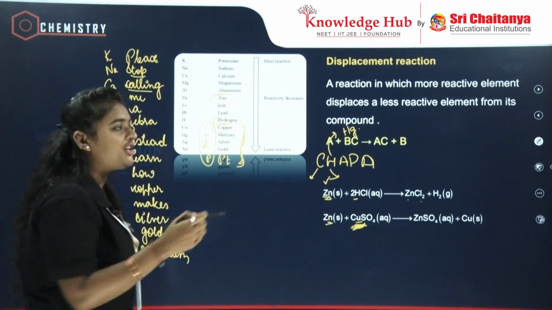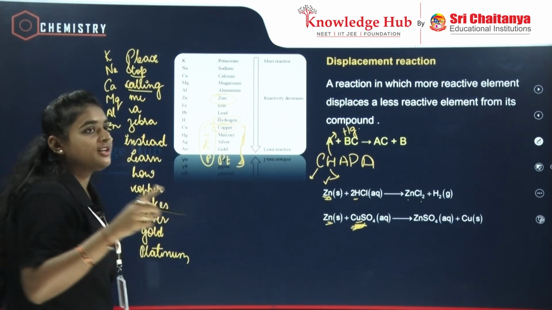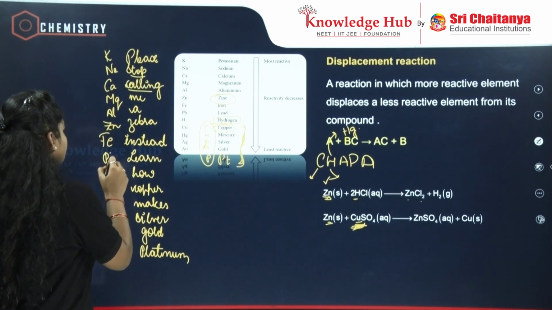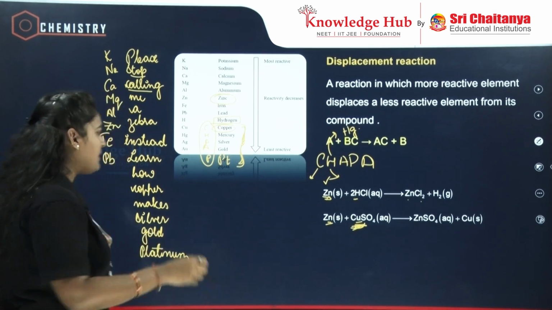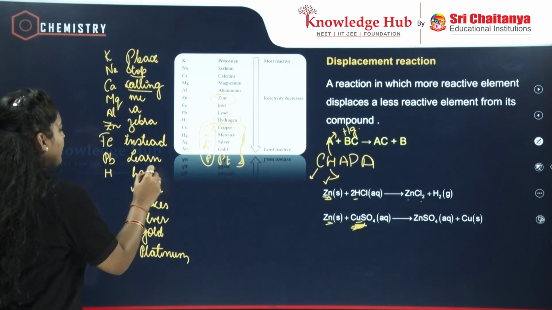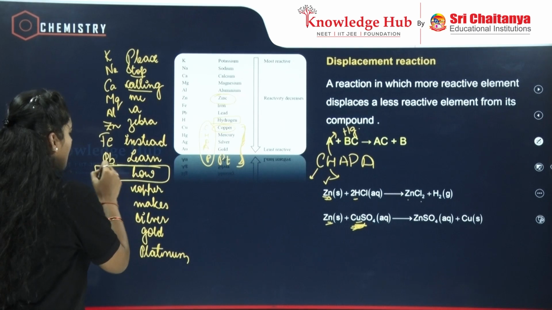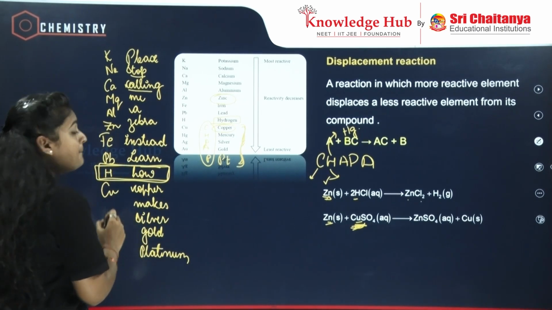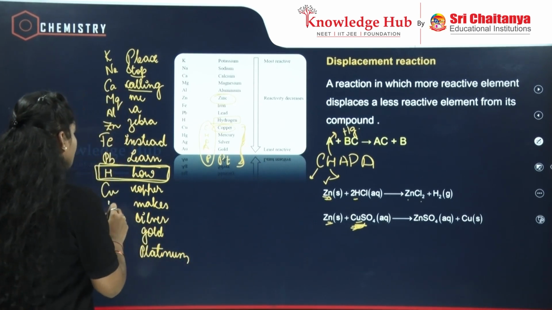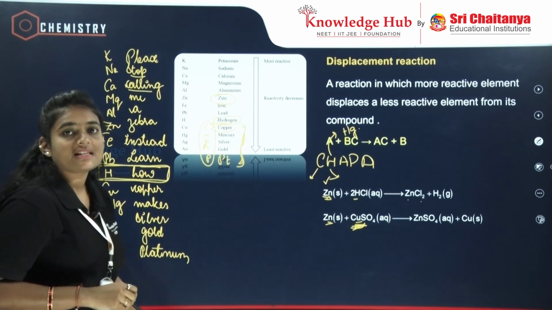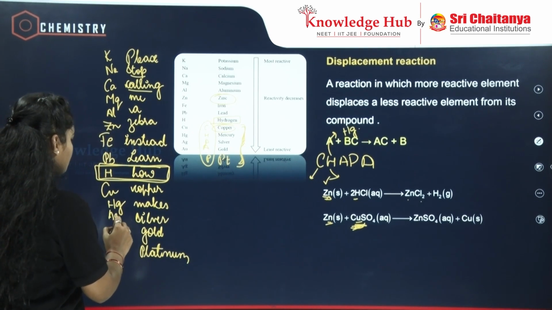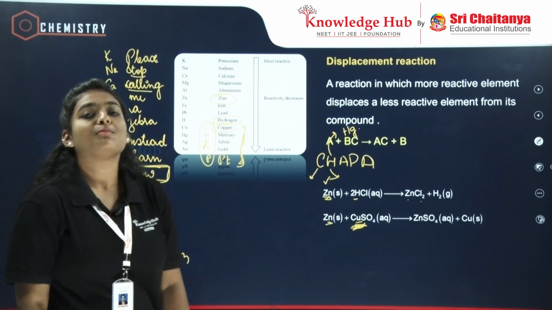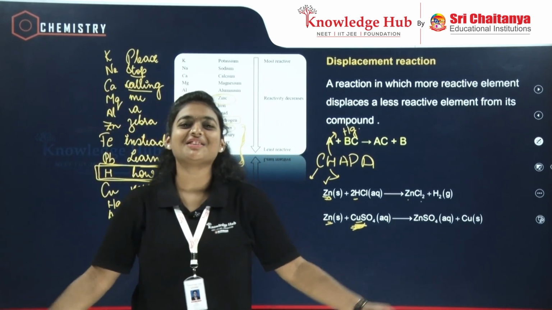Iron is again ferrum, that's why it is Fe. Lead is plumbum, that's why it is Pb. Hydrogen, H. Copper, Cu. Mercury, Hg. Silver is Ag. Gold is Au. And Pt is platinum. That's all, you're done with your series.